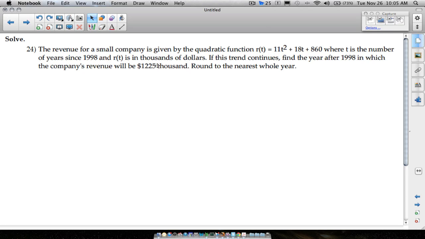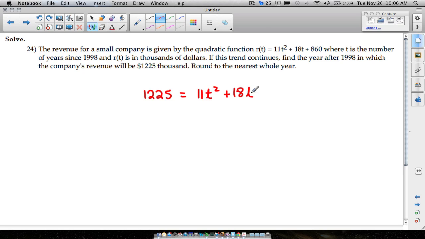1,225,000. So okay, since the revenue is represented in thousands, we're really just going to plug this into that r of t. 1,225,000 thousands. I know it sounds funny, but since the revenue is already in thousands of dollars, we have this number, and that's written in thousands as well. So we plug in this number, 1,225,000, so to speak, is equal to 11t squared plus 18t, and then plus 860.